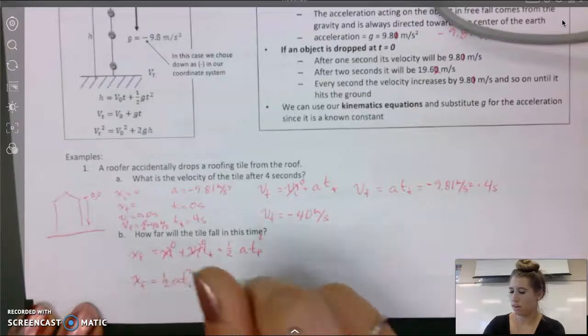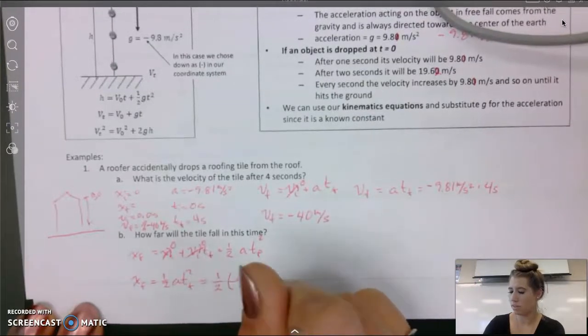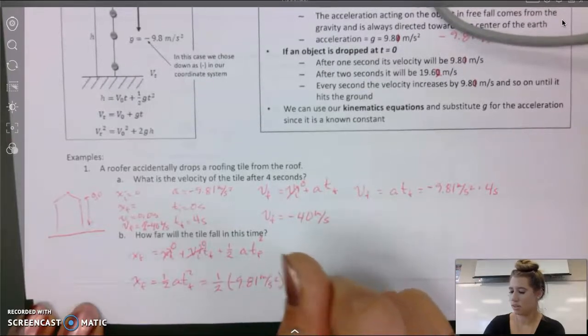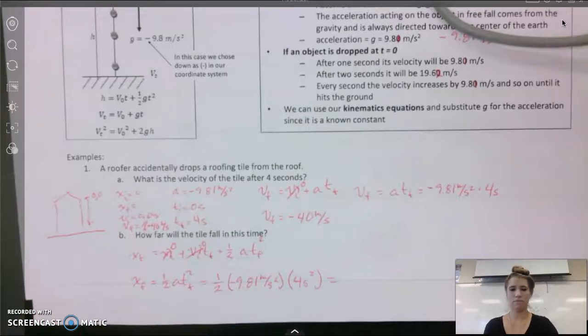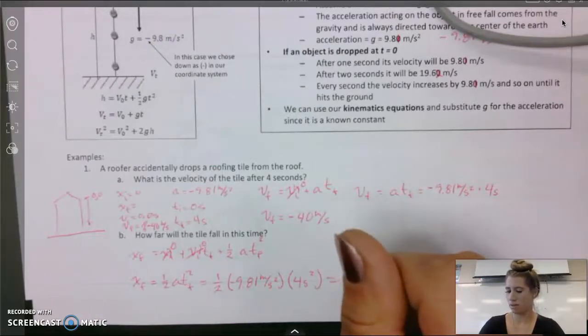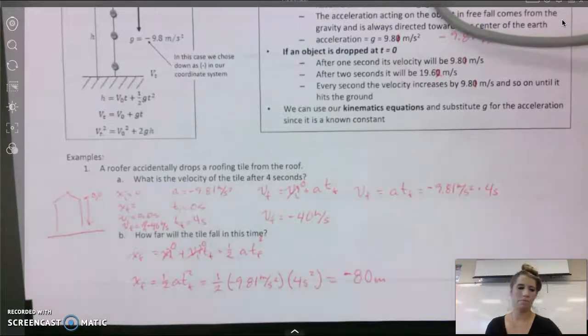So this will be 1/2 times acceleration, negative 9.81 meters per second squared, multiplied by time, which is 4 seconds, and then we take the square of that. Okay, so I'm going to take 0.5 times negative 9.81 times 4 squared, which is 16. And again, 1 sig fig. So this is going to round up to negative 80 meters.